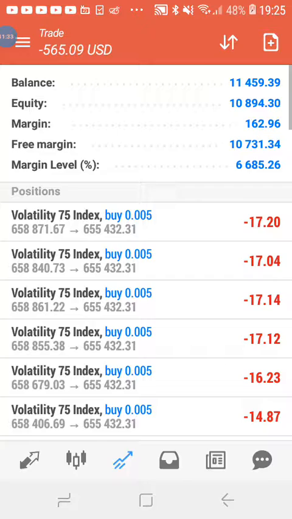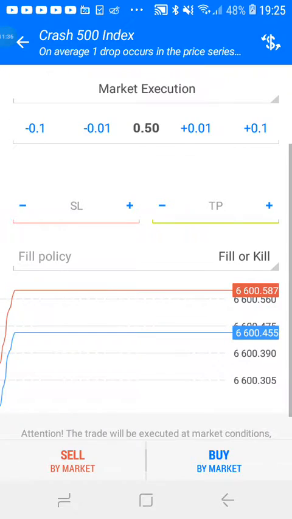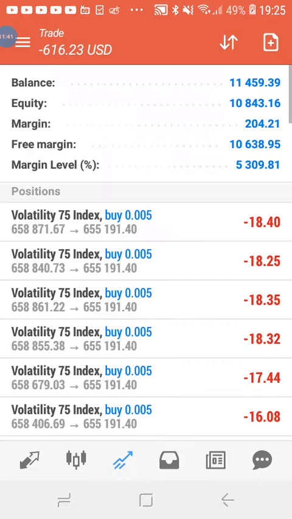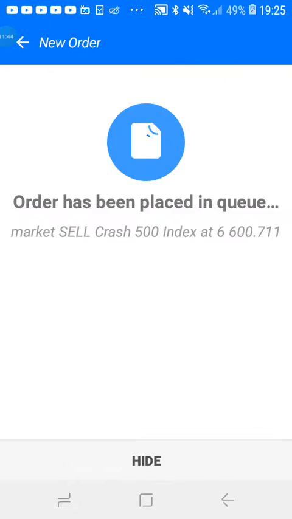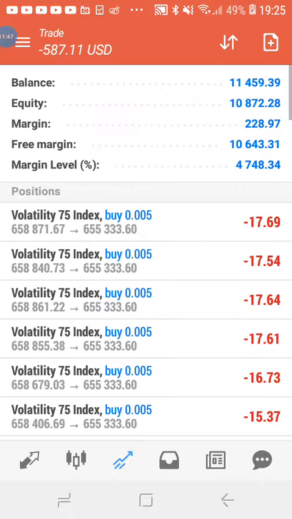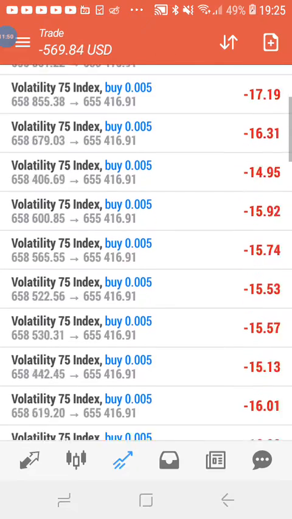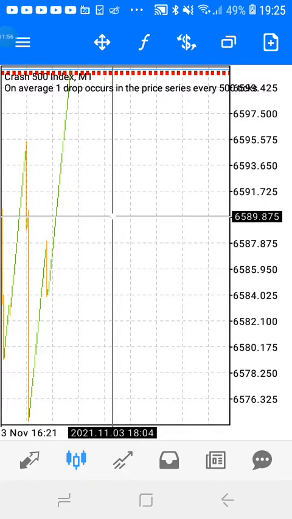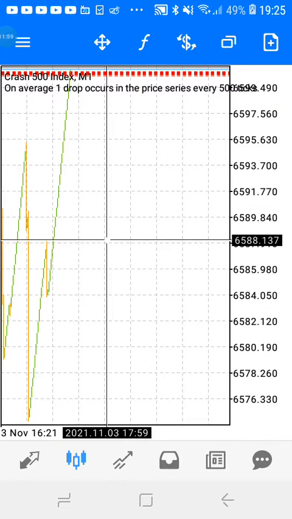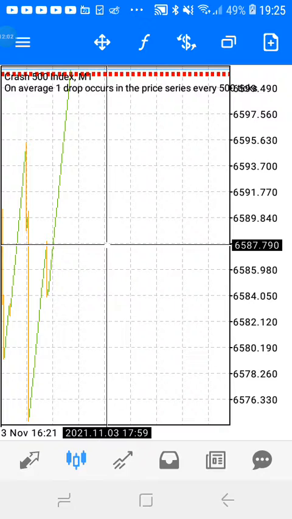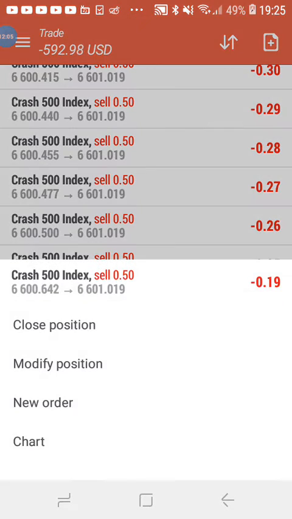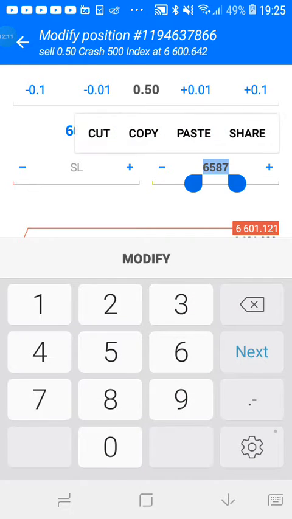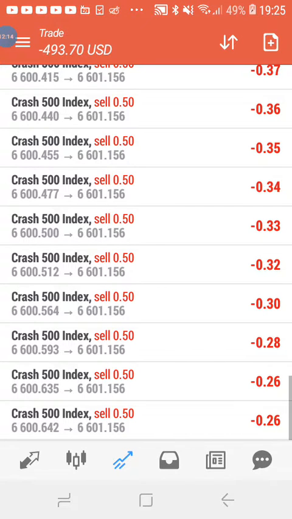You can see V75 is in loss. You don't have to do what I'm doing on a real account, because this is a demo account. With real money, you need money management. You can't just trade like this, you understand? So yeah, let me see. You can just put your TP close. 6587. So I'll just say 6587. Then I copy so that I can paste on the other trades as well.